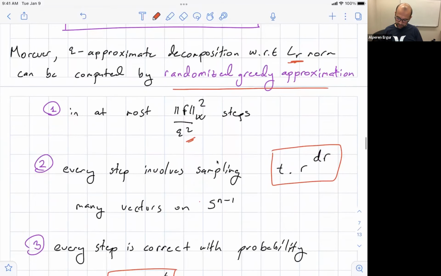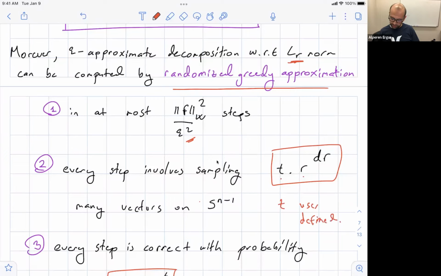Every step requires some sampling. All right. And then we sample, we do an operation, and we check the correctness. So you don't have to sample. You can go deterministic, but it will be much slower. Okay. So for your LR norm, you need to sample R to the DR times T. T is up to you here. T is user defined. And I'm going to get to that.